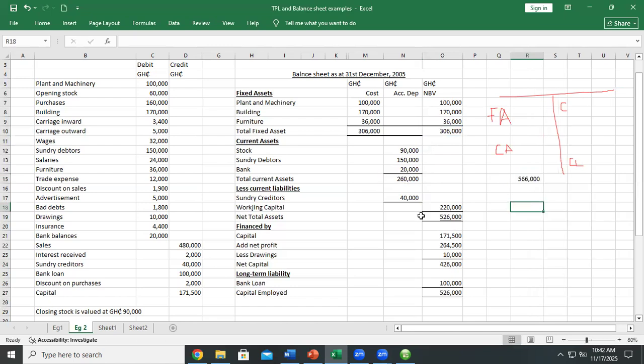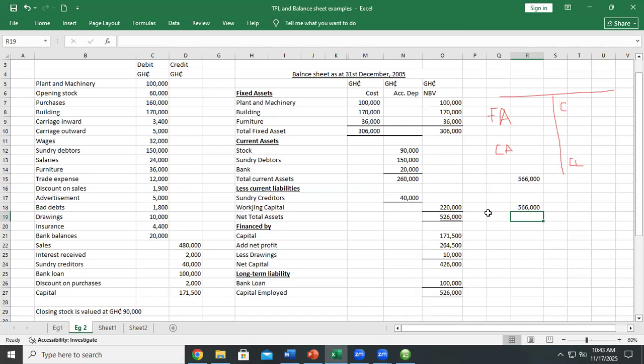Then on the other side, we put the current liability, which is 40,000, add on the capital, less drawings. So that will be this figure. Let me do it. 40,000. Current liability plus the long-term liability, which is the loan, plus the capital, plus the net profit, minus the drawings. What are we getting? You are getting the same balancing figures, but you see they are different from this model we use.